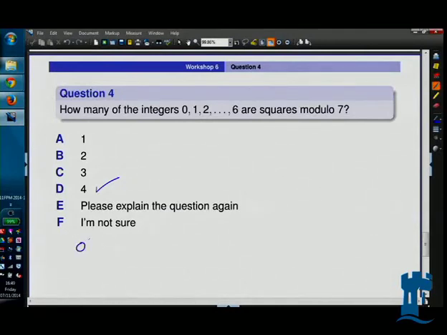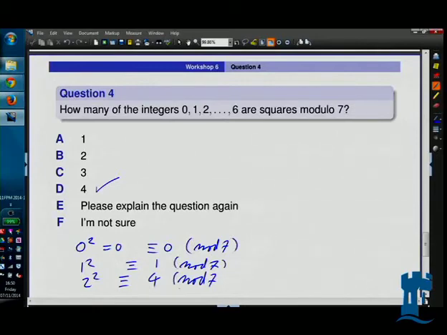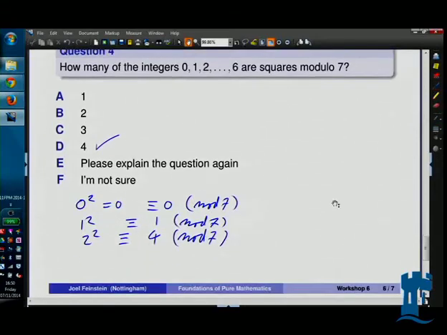So 0 squared is 0. Okay, that's congruent to 0, mod 7. 1 squared is congruent to 1 mod 7. 2 squared is congruent to 4 mod 7. Well, it's equal to 4. 3 squared is 9, which is congruent to 2 mod 7. And those are the 4 you can get. And you can't get anything else, but why not?